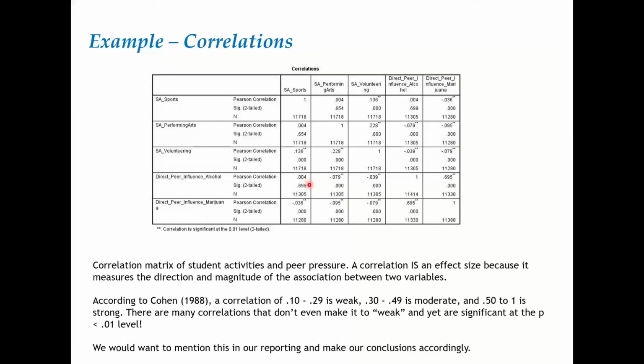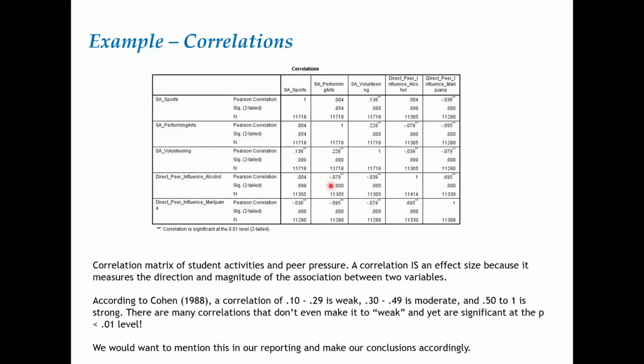Let's look down here. Here's one. Okay. So here we had 11,305 students looked at, and it was whether they were influenced to drink alcohol and whether they were in performing arts. So if they were in performing arts, did they have peers influencing them to drink alcohol? It's negative, which means that if you were in performing arts, you were less likely to be influenced to drink alcohol, but the correlation coefficient is just 0.079. That's less than 0.1. That's small.